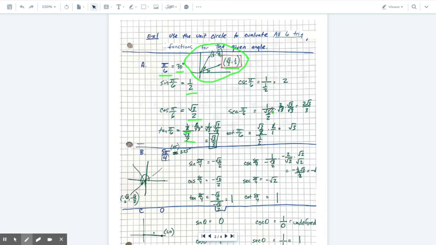Secant is 1 over cosine, so it's 1 over square root of 3 over 2. We multiply by the reciprocal, and we end up getting 2 over square root of 3. I rationalize, and I get 2 square root of 3 over 3.